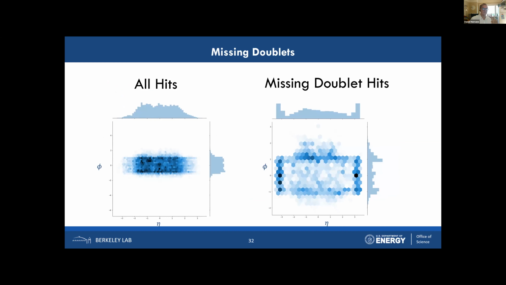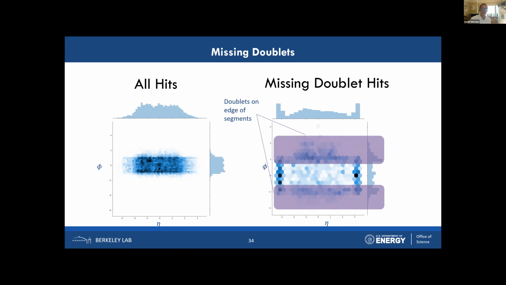I'll just quickly mention where those doublets are. They are on the end of the barrel, which makes sense. A lot of the doublets are heading out of the barrel and into the end caps, which we don't consider. And a lot of them are on the edge of segments. Remember, we had to divide our graph into sections, and when tracks cross those sections, we lose potential triplets.